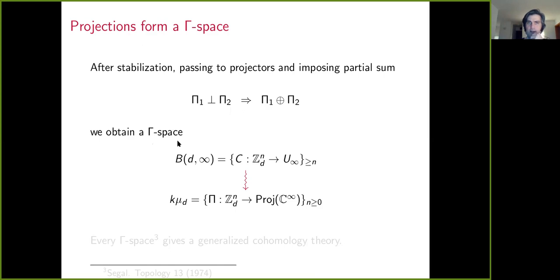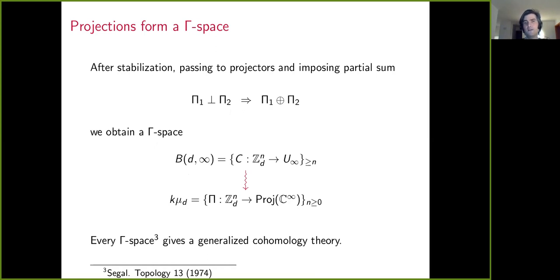So it is a functor. You can see gamma spaces as functors. They are a collection of spaces indexed by natural numbers n. So here we have these functions into these projectors. And there is a compatibility between different n's.